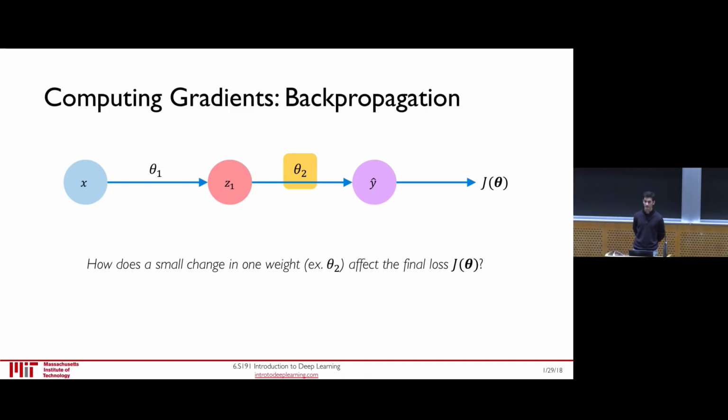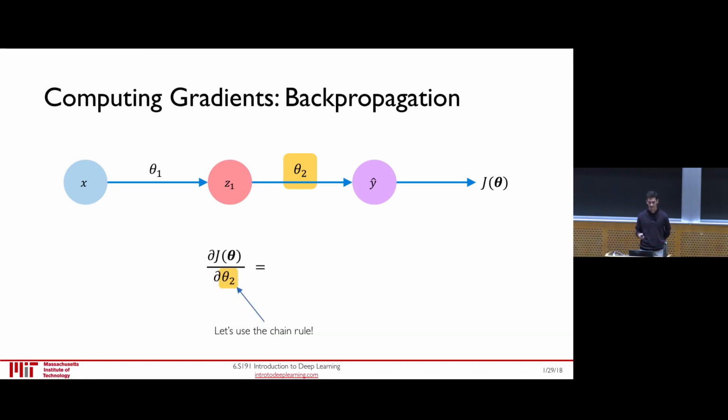So let's consider a very simple neural network, probably the simplest neural network in the world. It contains one hidden unit, one hidden layer, and one output unit. And we want to compute the gradient of our loss, J of theta, with respect to theta 2, just theta 2 for now. So this tells us how a small change in theta 2 will impact our final loss at the output. So let's write this out as a derivative.